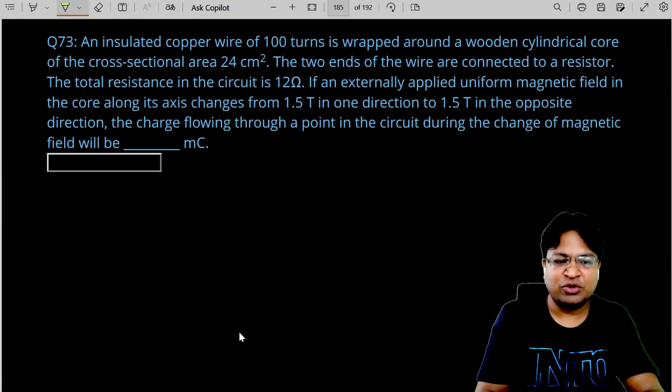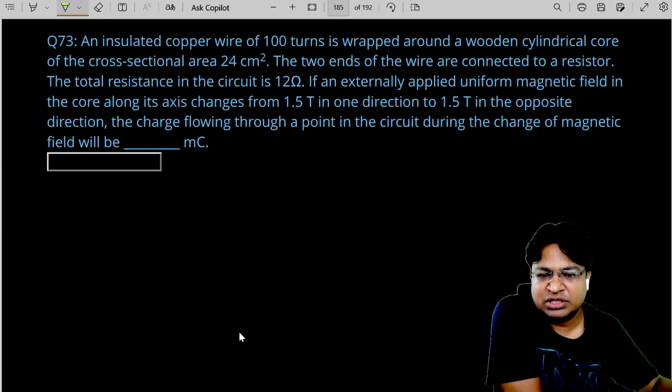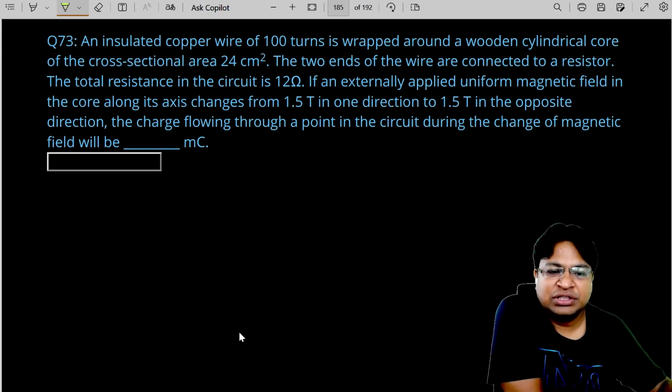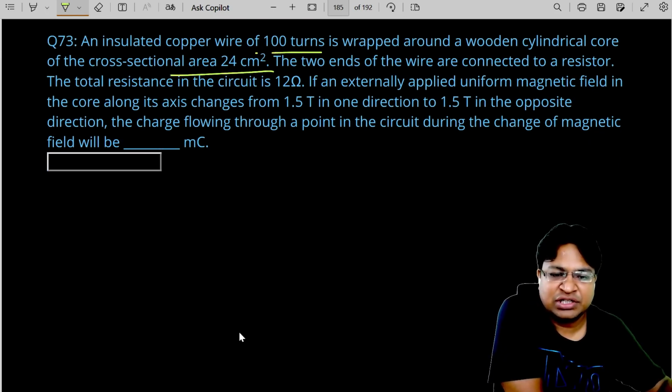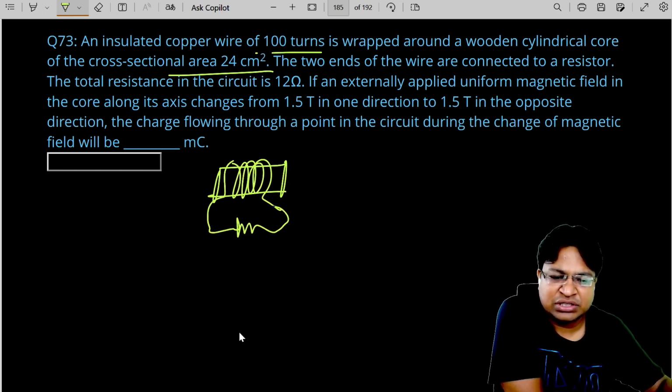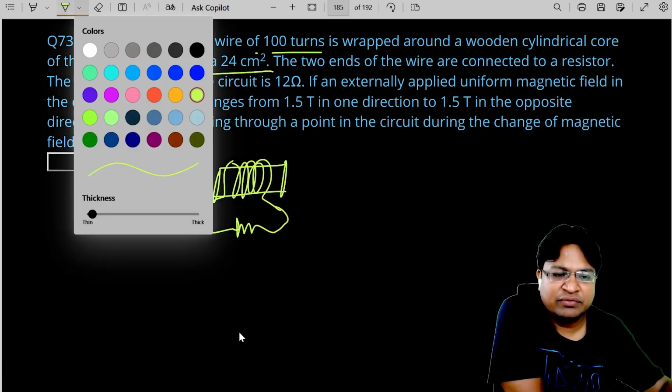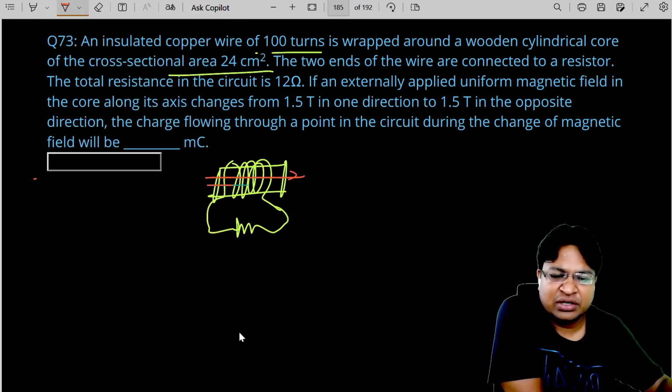Now we go to the next, third question in the numeric section. An insulated copper wire has 100 turns wrapped around a wooden cylindrical core of some cross-sectional area. The two ends of the wire are connected to a resistor. So basically, we have a wooden cylindrical core over which we have wrapped a wire, and the ends are connected to a resistance. And then what we are doing, we are changing the magnetic field through this.